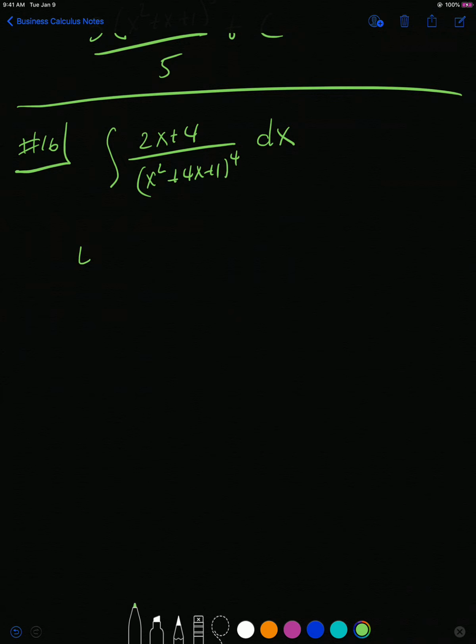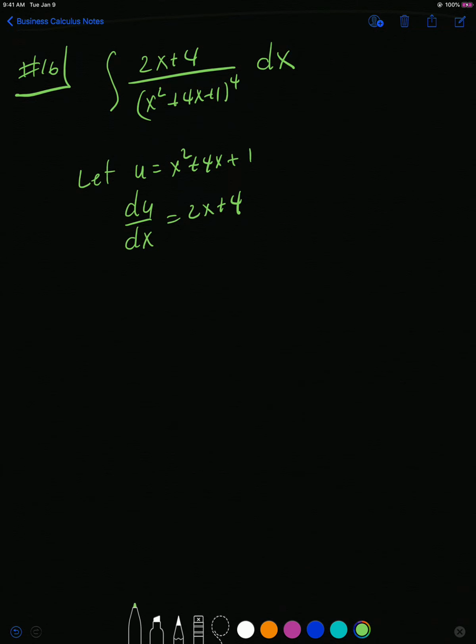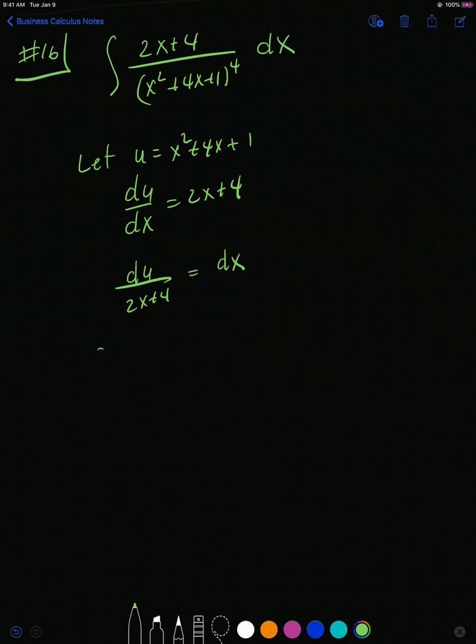So let u equal x squared plus 4x. Is that 4x? Or am I writing the wrong thing? Oh yeah, it is 4x plus 1. du dx is 2x plus 4. You switch and rotate. So du divided by 2x plus 4 is equal to dx. I get to substitute: 2x plus 4 divided by u to the fourth.